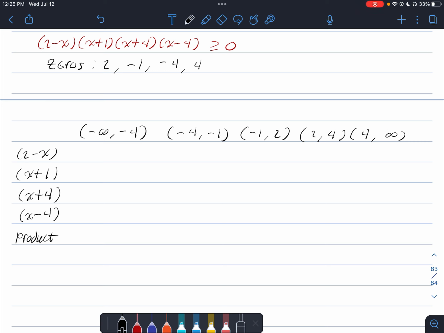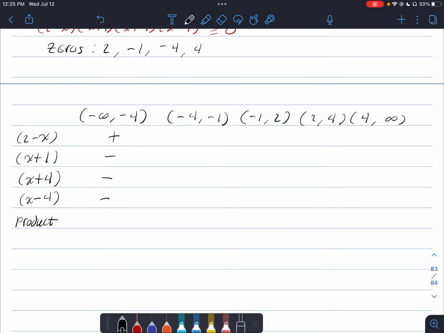So here we have the interval from negative infinity to negative 4. So let's pull like negative 5 out here. So we have 2 minus a negative 5. That's going to be 2 plus 5, so that'll be 7, which is positive. If we have negative 5 plus 1, that's negative 4, so that'll be negative. If we have negative 5 plus 4, that's going to be negative as well. And then negative 5 minus 4, well, that'll obviously be negative.